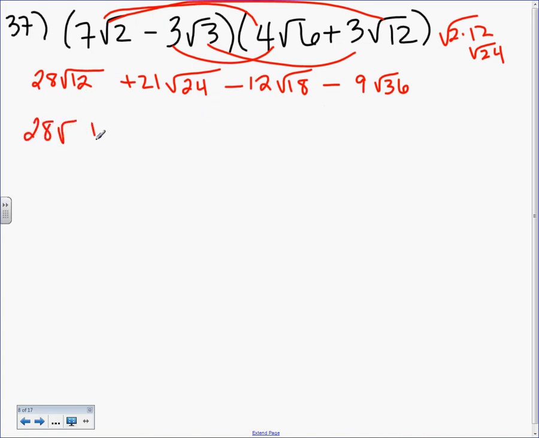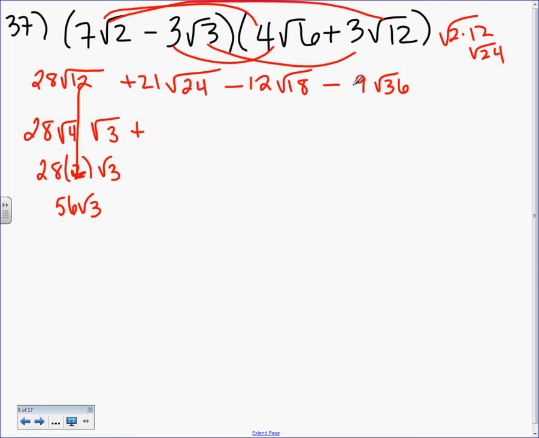What is the highest perfect square that goes into 12 evenly? We have our 4 and a 3, right? So that's really 28 times 2 square root of 3, which ends up being 56 square root of 3. So this guy goes all the way down here, okay?